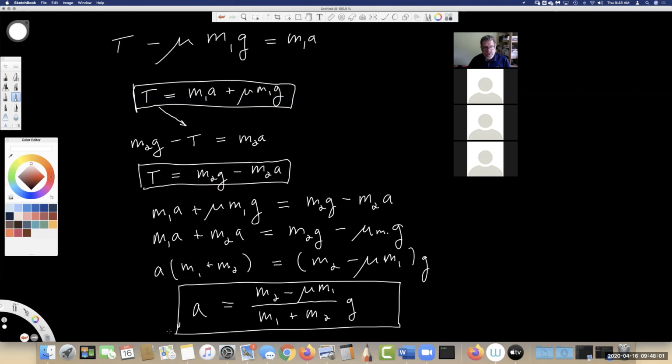If the problem were to also ask me to find the tension, which I don't know if it does or not, once I have this acceleration, I could go back to either one of these equations and find the tension.